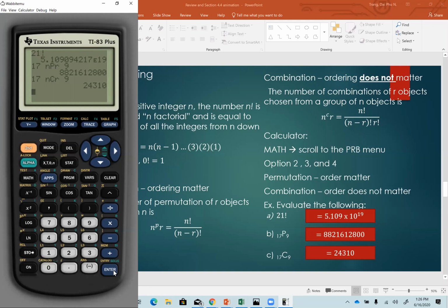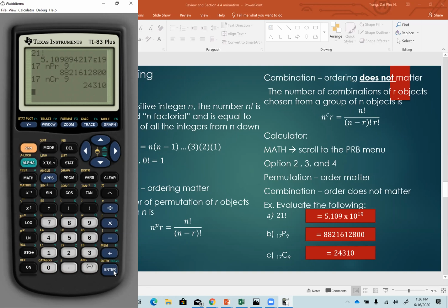Like I mentioned earlier, the calculator will do the calculation for you, but the challenge is you have to use the right one. The most important thing in 4.4 is you have to decide whether you are using NPR or NCR: permutation for the P, where the order matters, and combination for the C, where the order doesn't matter.